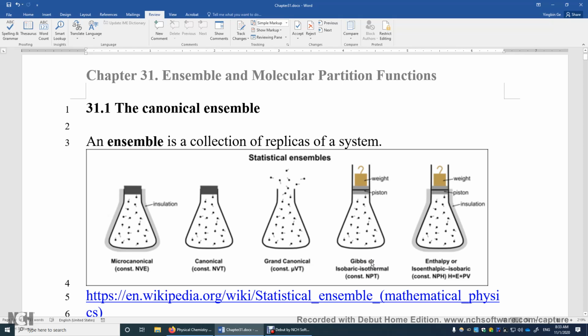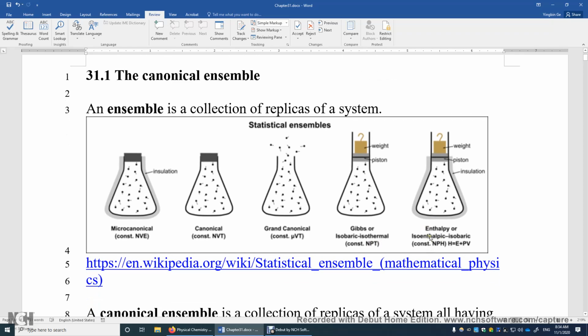Gibbs ensemble, or so-called isobaric isothermal ensemble, with constant N, P, T. Enthalpy ensemble, with constant N, P, H. H is the enthalpy of the replica.